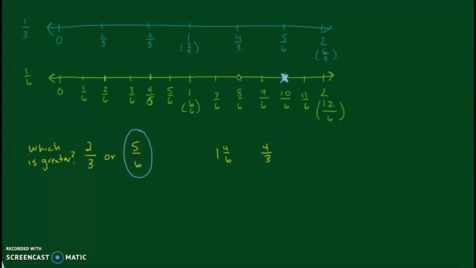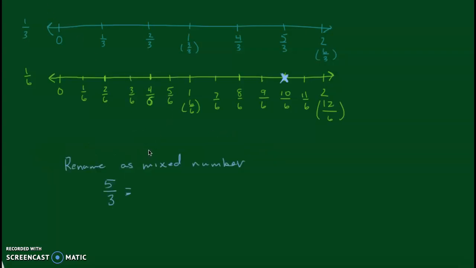4/3 is here on the number line. And since 4/3 is the same as 8/6, 10/6 or 1 4/6 is greater than 8/6. So 1 4/6 is our bigger number, our bigger fraction.